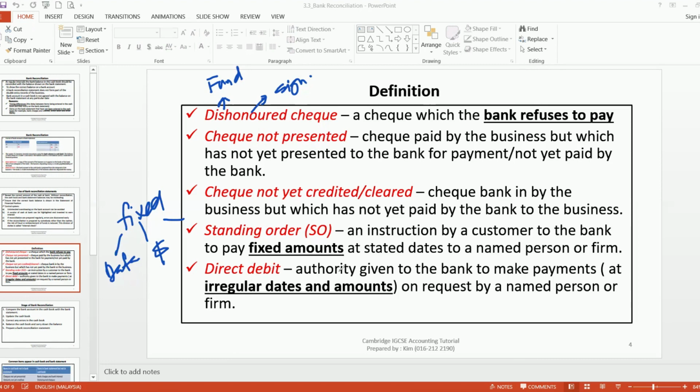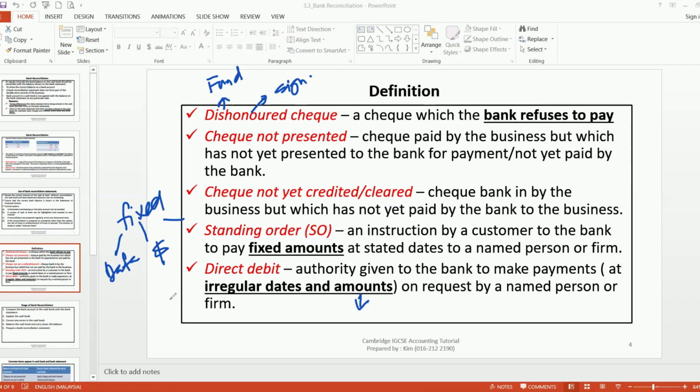Direct debit is an authorization given to the bank to make payment. For example, I'm using the DG service for my mobile phone. Every month, DG will take my money out. After that, they will send a message to me, SMS, telling me the amount that I spent for this month, how much I have paid, and how much is taken from my bank. That is called direct debit. This is an instruction you give people to take money. And normally this amount is not fixed; it depends on your usage.